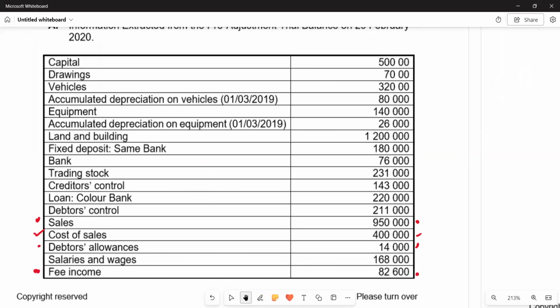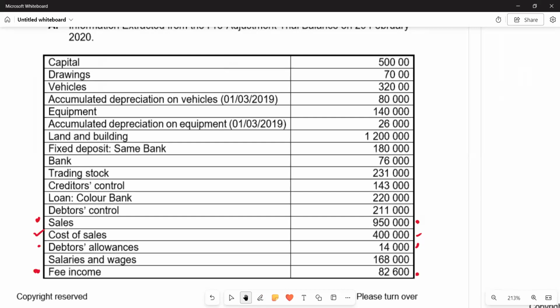Remember, for all the incomes and expenses, and all the figures that we put in the income statement, we don't have to take the figure as it is from the list of balances and put it in the income statement. We first of all have to go to extra information and adjustments and try to see if we've got any adjustment that is affecting that item. And if there's no adjustment affecting that item, we can take the figure as it is from the list of balances and put it in the income statement. But if there's an adjustment, we need to adjust it first, and then the net figure, you put it in the income statement. So in this case, we've got fee income, which is 82,600.